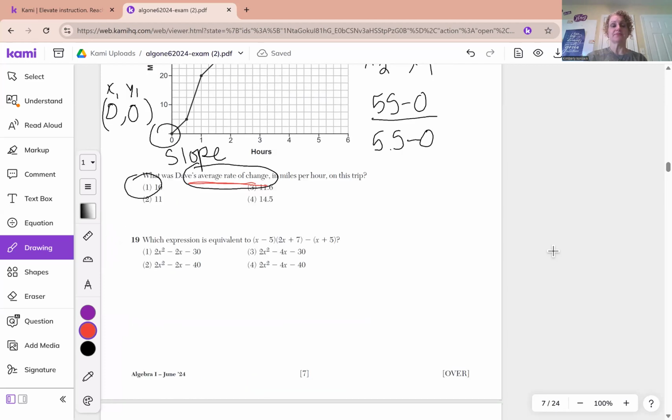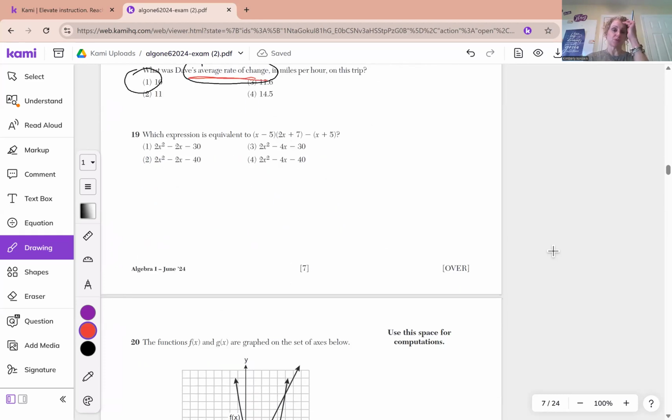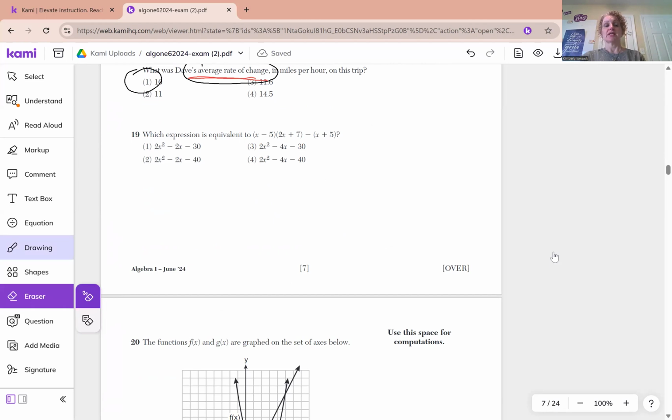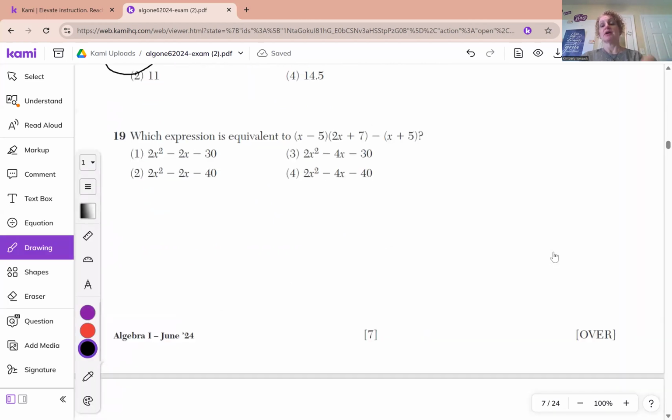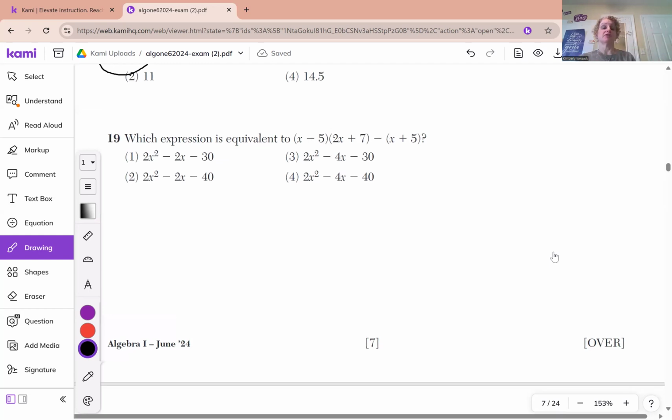Number 19. So which expression is equivalent to this one? Again, if you were really in a pickle and you didn't want to do the algebra, you could plug in numbers, right? You could plug in like x is 1, figure out what this comes out to, and then plug in 1 into each of the answer choices and see which one matches. I'm going to actually do the math just because if you got this on a part 2, most likely you would need to do it by hand.